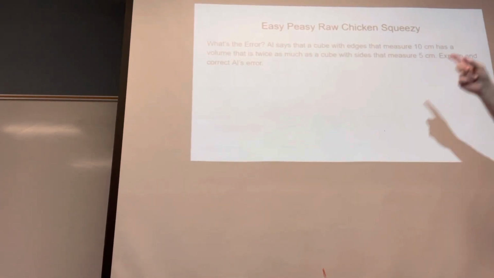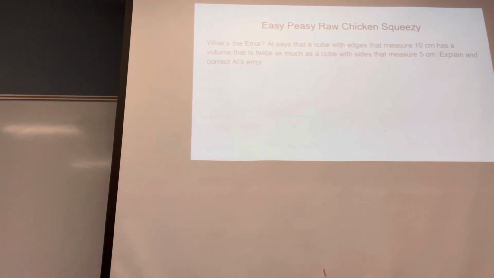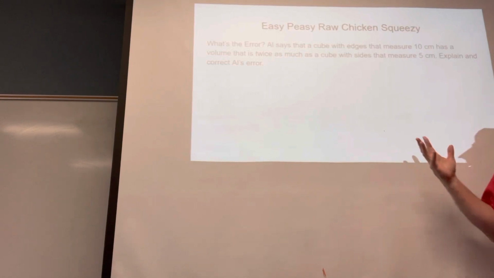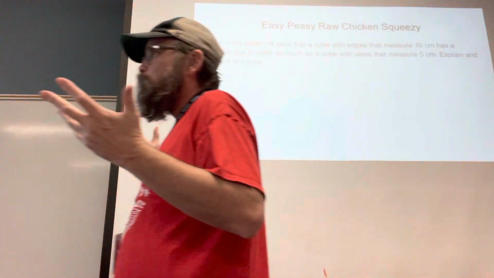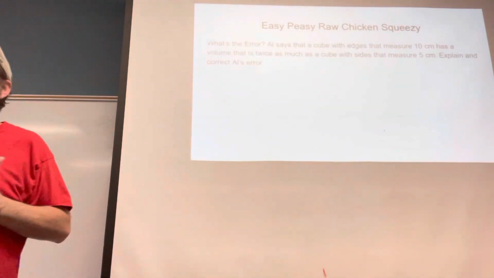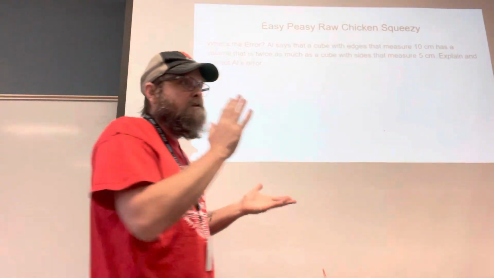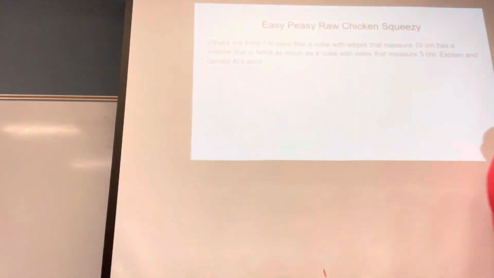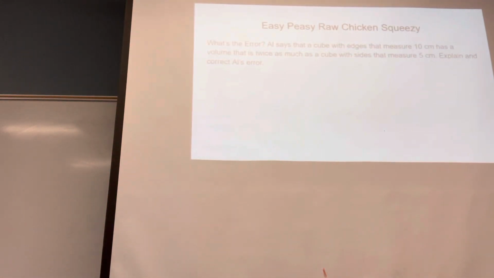125. Good. Well, Al says that instead of 5 by 5 by 5, we make the cube 10 by 10 by 10. And he said it's going to be twice as big because each side is twice as big. So Al says the volume of a cube with sides of 10 is twice as big as the volume of a cube with sides of 5.